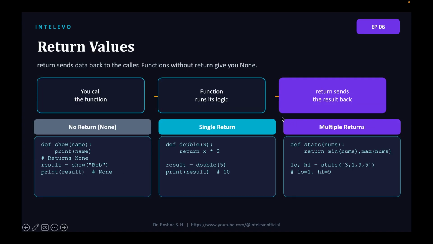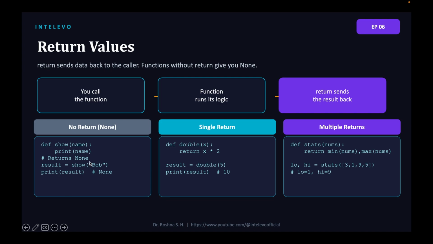Now functions have a life cycle. You call the function, they run their logic, and then they send the result back. Sending back is done by the return keyword. Return is an important keyword in functions. Without return, your function runs but gives you None.